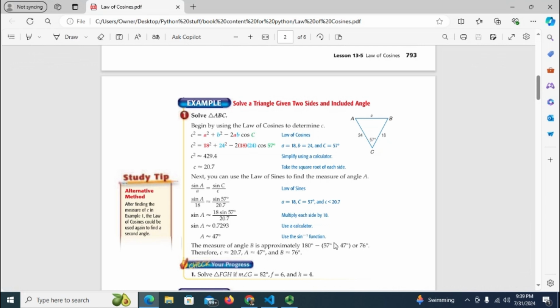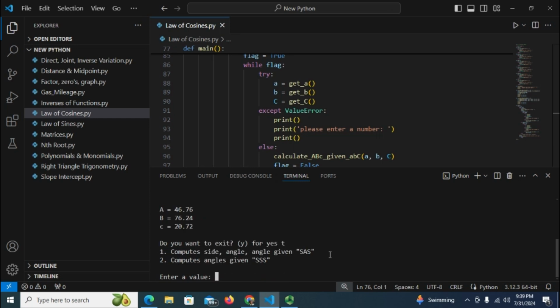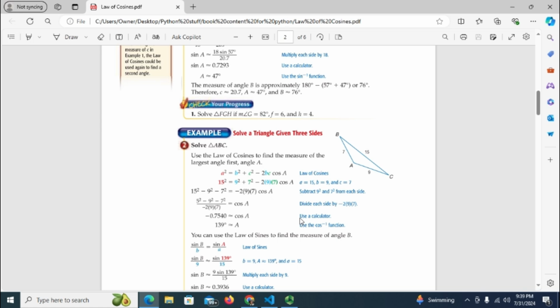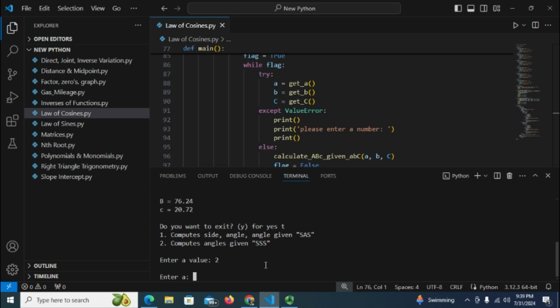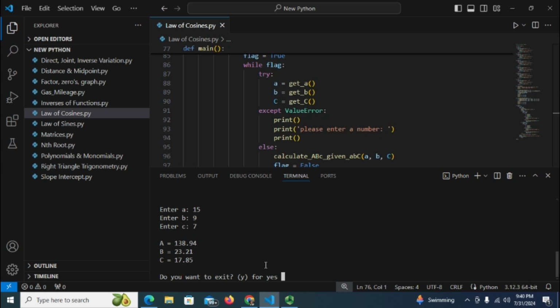Let's check what they have. So C is 20.7, A is 47, that's approximated, and B is approximately 76. So that is what we have here. So let's run it again. We're going to hit T and then enter number 2 and do the second example that is down here. So we have A is 15, B is 9, and C is 7 in this example. Let's make this bigger so you can see. So A is 15, B is 9, C is 7. And we get angle A is 138.94, B is 23.2, and then C is 17.85.